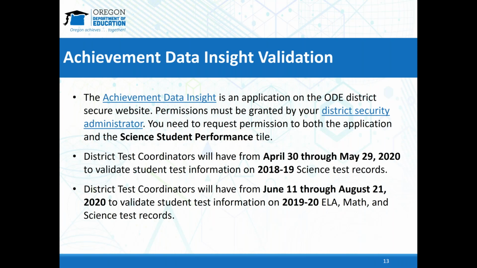We will open the 2018-19 Science Validation on April 30, and district staff will have through May 29 to make edits to the 18-19 Science records. We'll refresh the 18-19 reports during that time as changes are made. The validation for 2019-20 Science, along with ELA and Math, will open on June 11, and district staff have through August 21 to make edits on their 19-20 records.